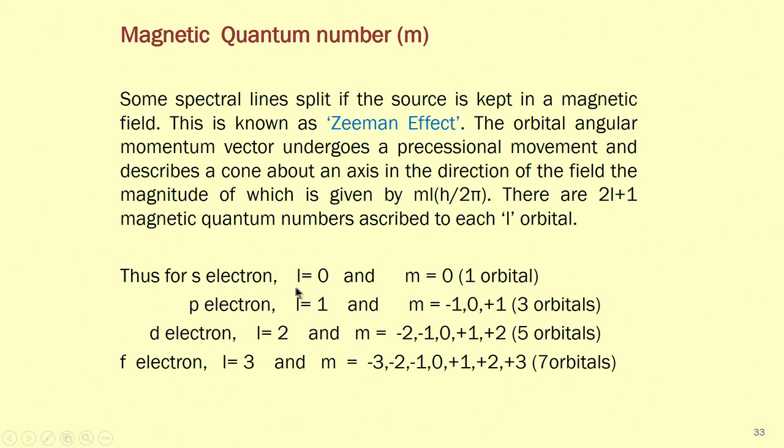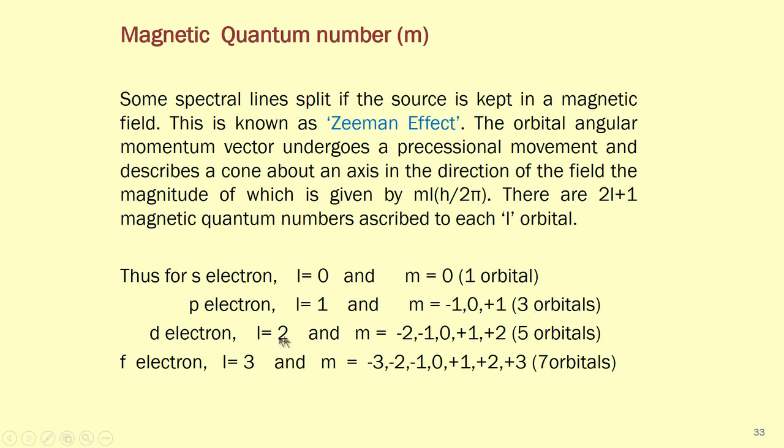So, for the S electron, L is equal to 0, and 2L plus 1 is 1 orbital. So, the magnetic quantum number M is defined as 0, and there will be 1 orbital corresponding to M equal to 0. Similarly, for the P electron, L is equal to 1 and M would have 2L plus 1, that is 2 into 1 plus 1, which is 3 orbitals. The 3 orbitals are designated as minus 1, 0 and plus 1, total 3 orbitals.